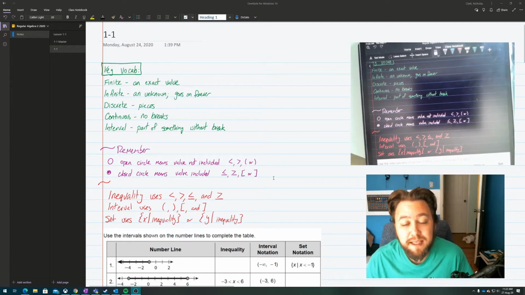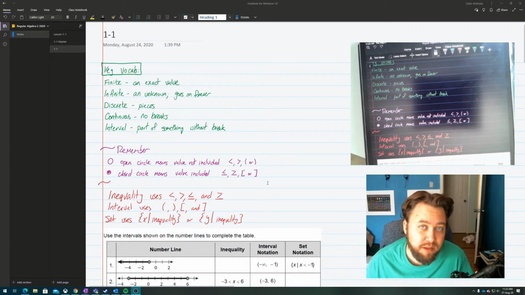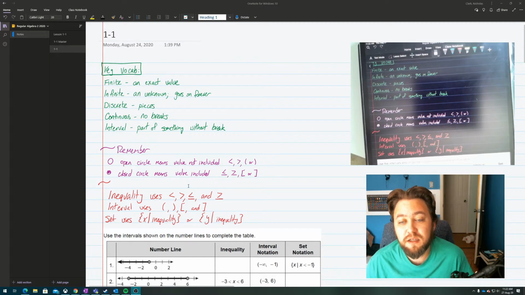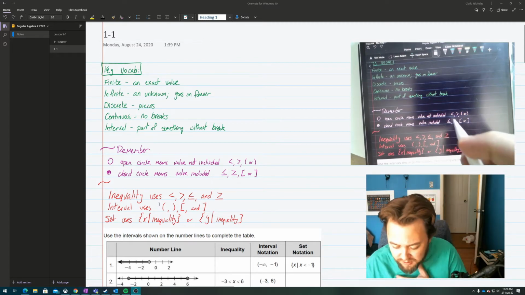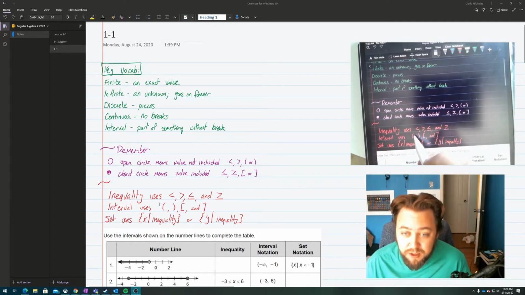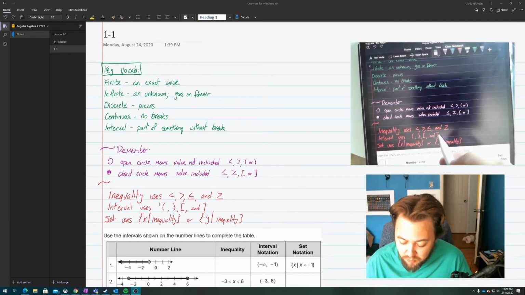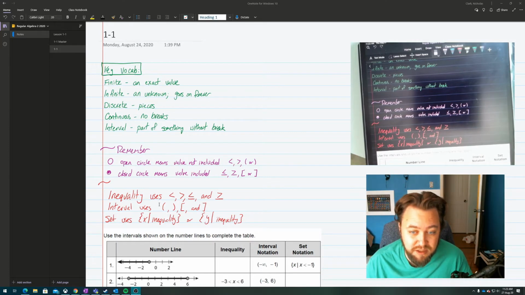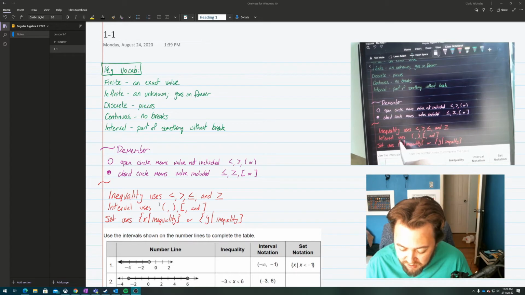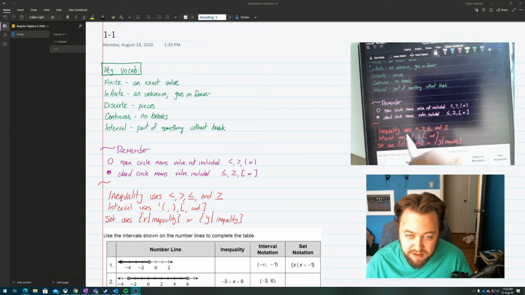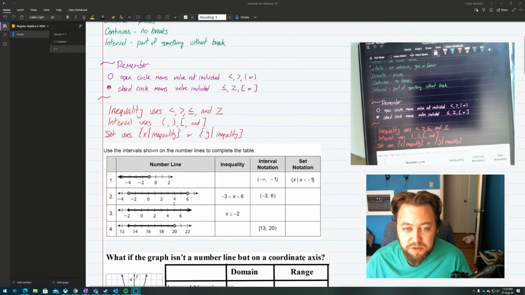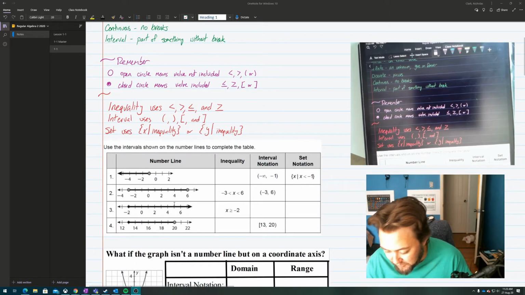All right, so for the purposes of what we're going to be talking about, a little foreshadowing, inequality uses less than, greater than, less than or equal to, greater than or equal to. Intervals use these kind of weird bracket things. So we have the parentheses, and we also have the square brackets that we can use for intervals, and they mean different things. And set notation looks like an inequality, but it's got kind of the curly brackets, and it's got x and this big vertical line. So let's start talking about using intervals through these problems.